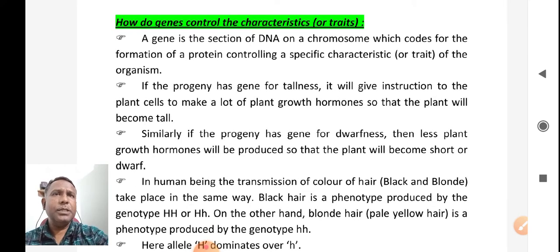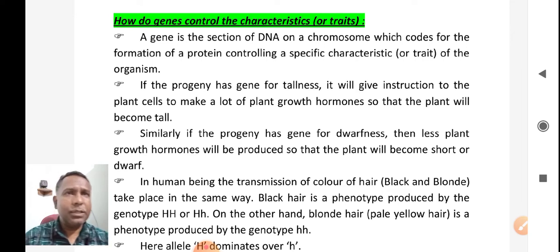The gene is the section of DNA on a chromosome which codes for the formation of a protein controlling a specific characteristic or trait of the organism.